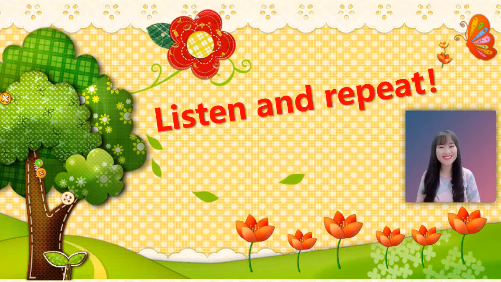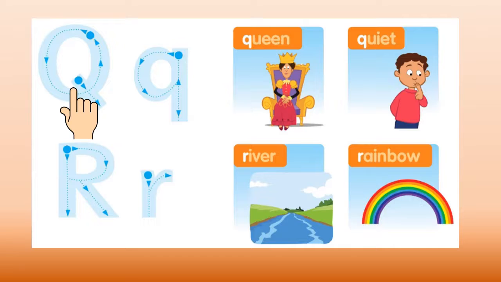Okay, students, you listen and repeat. Listening 34. Listen and point. Letter Q. Qua. Queen. Qua. Quiet. Letter R. R. River. R. Rainbow.